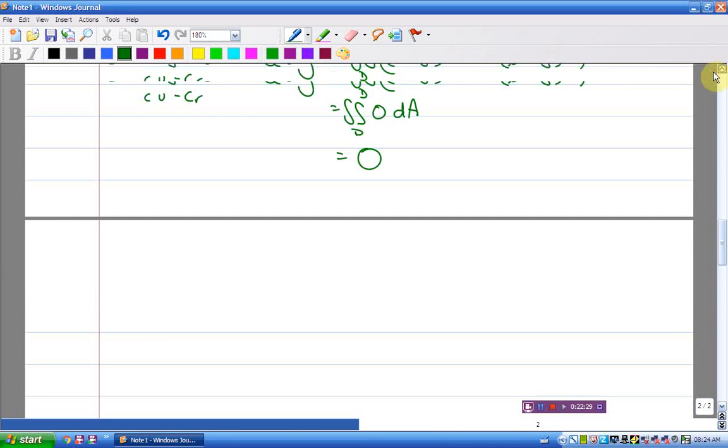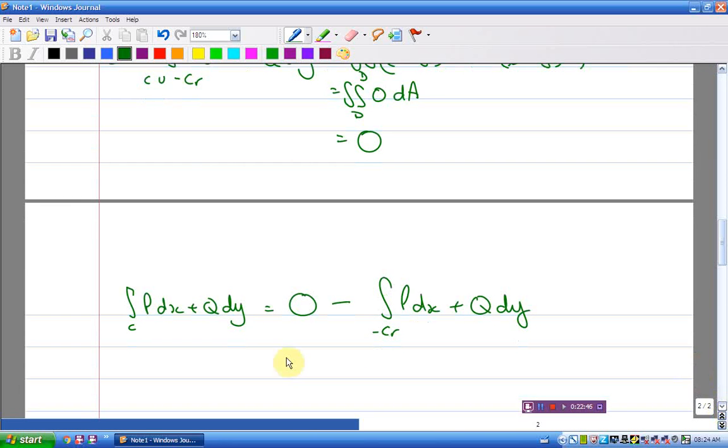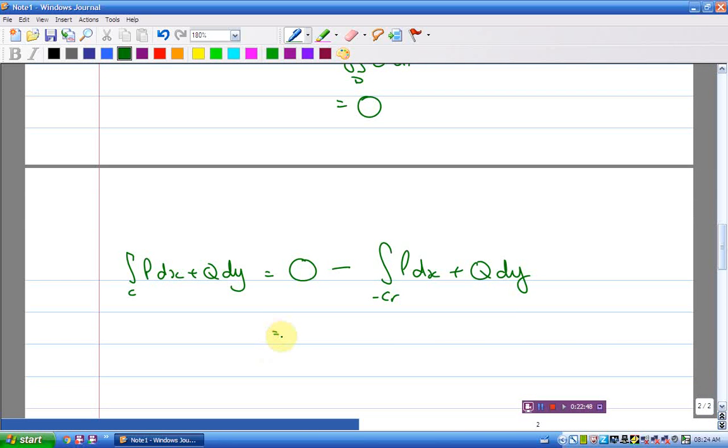Okay. So the integral that we're actually interested in is this one. And it's going to be equal to 0 subtract the one that we don't want. Okay. So what I'm going to do, a little bit of sleight of hand here, that integral is along the curve minus CR. I'm going to actually make it along CR. I'm going to change the direction, which means I change the sign of the integral.